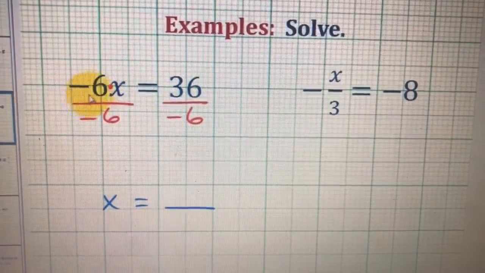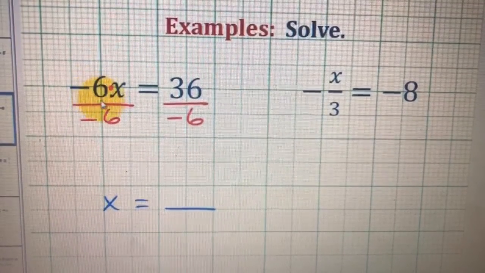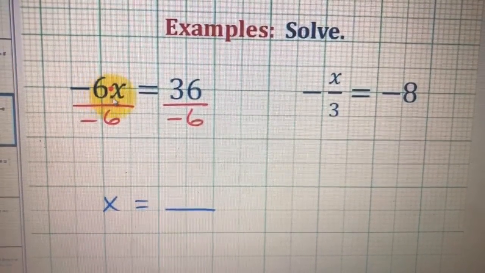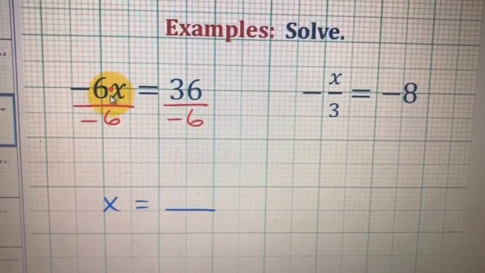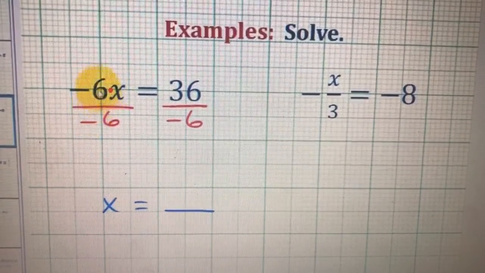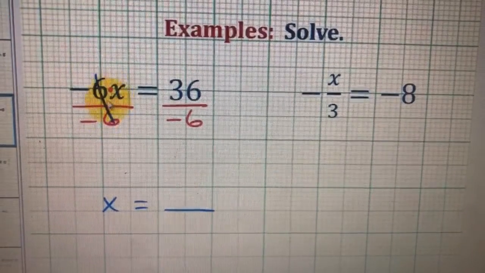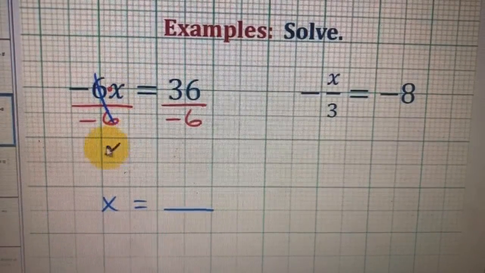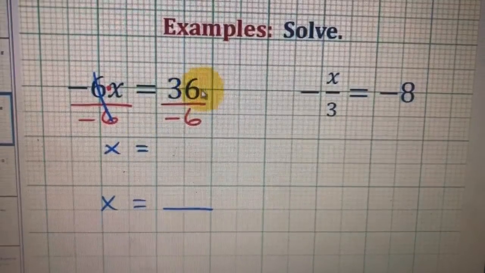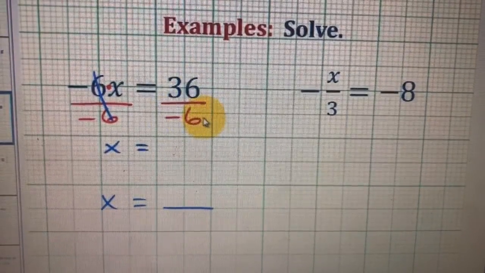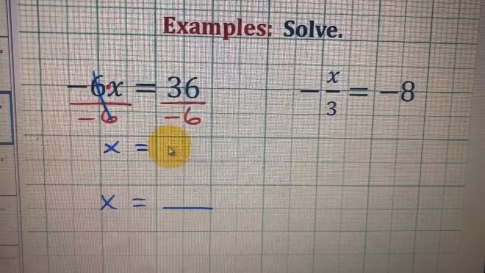It would be incorrect to add 6 to both sides because this -6 is attached to the variable by multiplication, not by subtraction. So now we have -6 divided by -6, which simplifies to 1, and 1 times x would be x. And on the right side, we have positive 36 divided by -6, which is equal to -6.